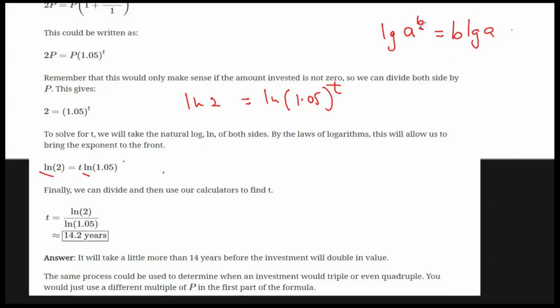So you just take this power and bring it down to the front here, right? That's what happened here. You can take this t to the front, t ln 1.05, and that's what's happening here, right? So ln 1.05, the calculator is going to give you a value. You can take that across and divide it in 2, and you will see that you will get roughly 14.2 years. So they say in a little more than 14 years the investment is going to double, right?